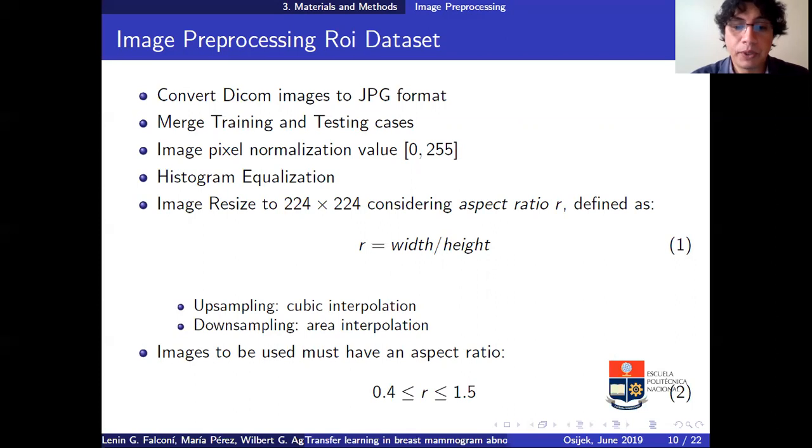But also, we limited our original data to data that has an aspect ratio between the values shown in equation number 2, 0.4 and 1.5, because images outside these boundaries were too large and really not too wide. So I thought that could represent a problem when resizing into 224 size, and that we could lose or affect the information that we would need to make a good classifier.